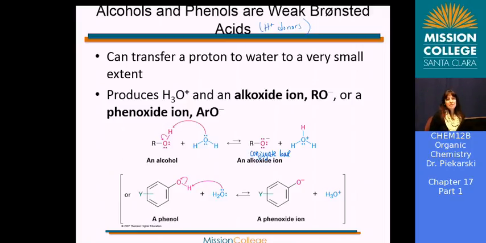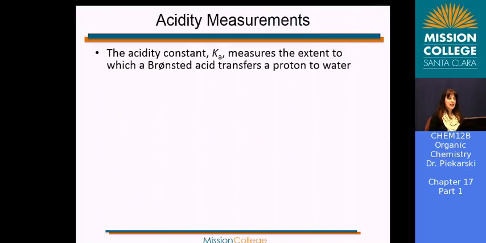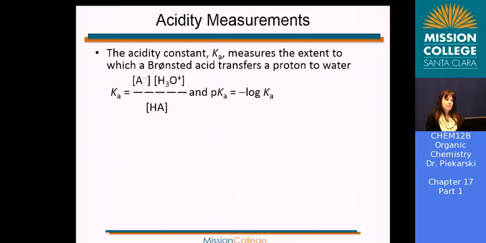Okay, how do we quantify acidity? We do it in terms of Ka, right? The acidity constant Ka measures the extent to which a Bronsted acid transfers a proton to water. Remember when you do the reaction, it's HA plus water. This is a generic weak acid equilibrium reaction that you used in second semester general chemistry to make A minus, the conjugate base, plus the hydronium ion.